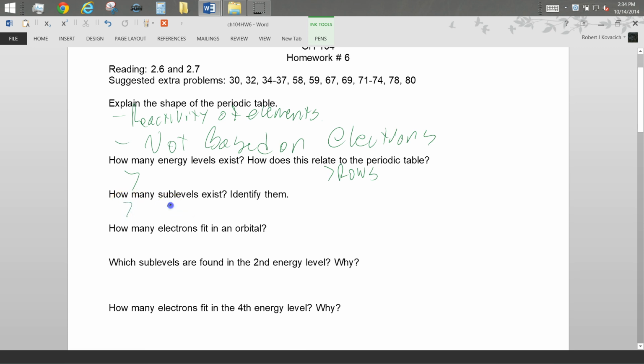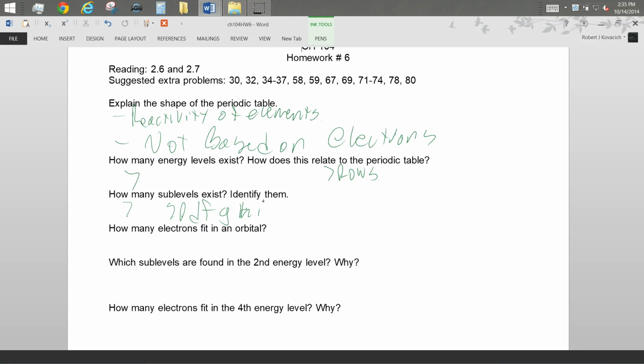How many sublevels exist? 7. S, P, D, F, G, H, and I. Why are there 7 of them? And what does 7 rows imply? There's 7 energy levels, and every single energy level has its number of sublevels. So how many energy levels have sublevel I? Just 1, just the last one, just 7.